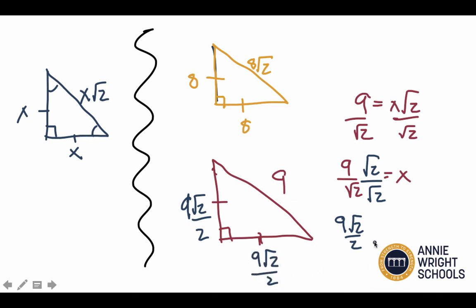Your classwork tomorrow is just going to be doing a ton of problems where you have one side of a right triangle and you know it's either a 30-60-90 or a 45-45-90.